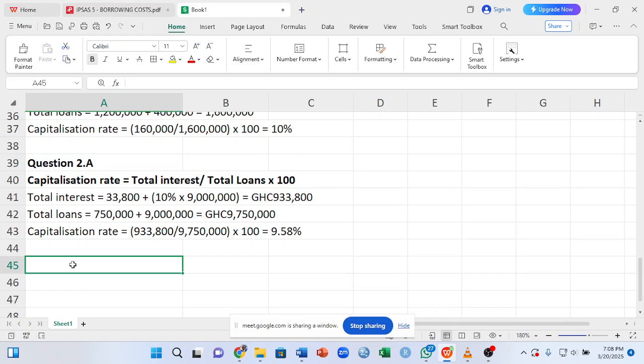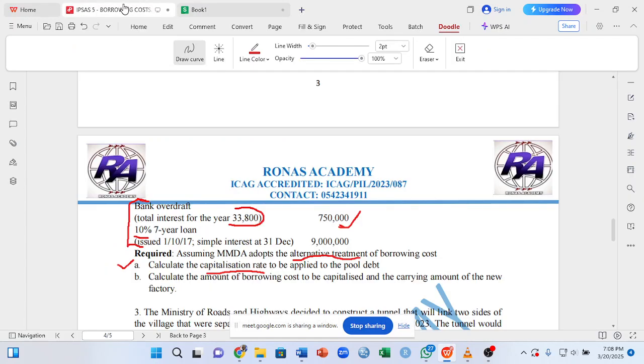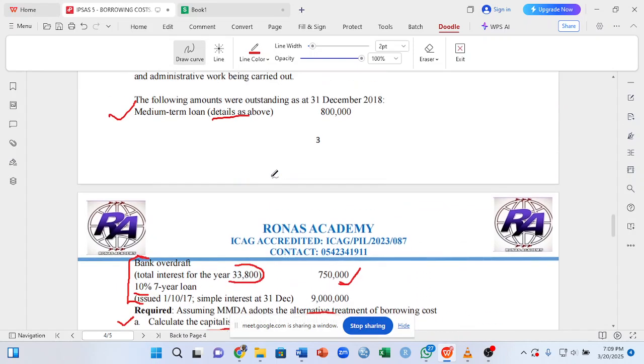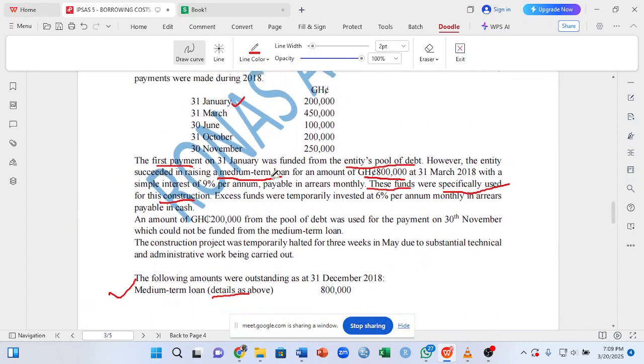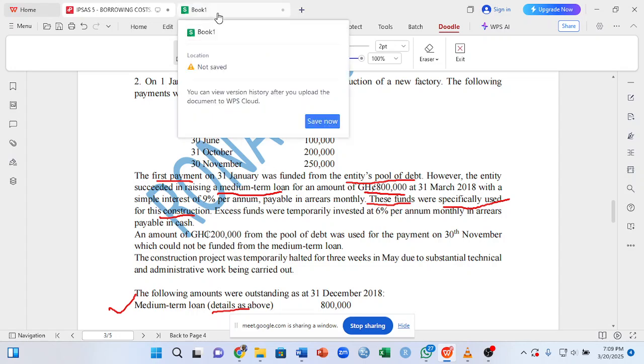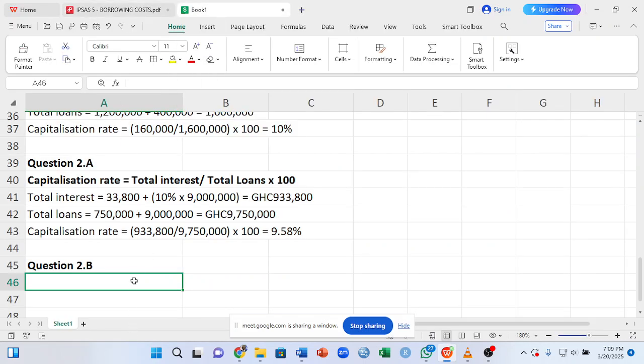And when we come to the question 2B, we were told to calculate for the amount of borrowing costs. So remember in this question we have specific and then general. Which one should we do first? Let's go with the specific.